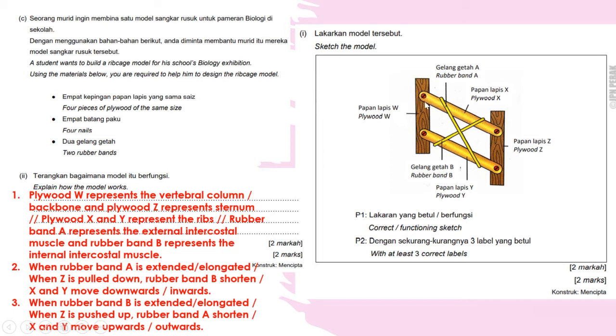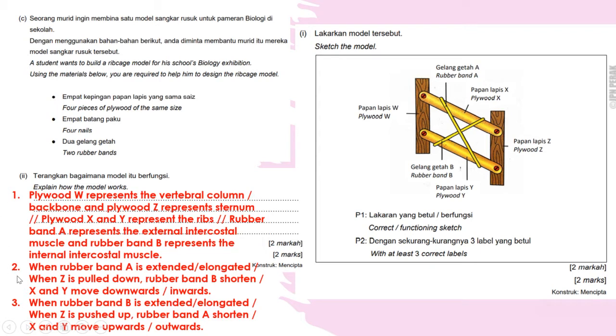Plywood X here and plywood Y here represent the ribs. Or you can write rubber band A represents the external intercostal muscle, because it is on the outer side. And rubber band B represents the internal intercostal muscle. You choose one, whether you want to explain about plywood W and Z, or plywood X and Y, or the rubber bands A and B.